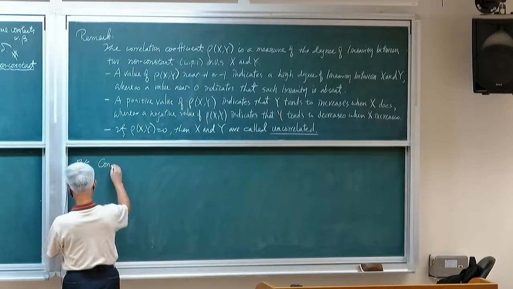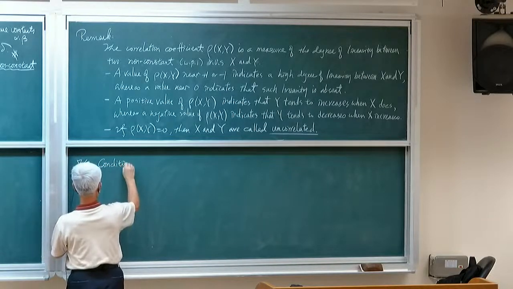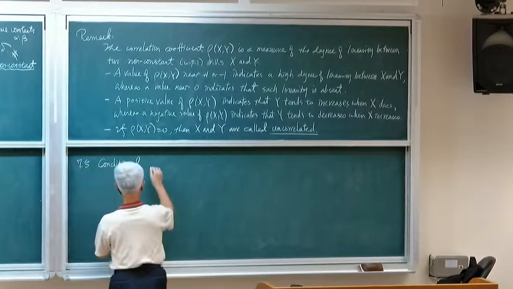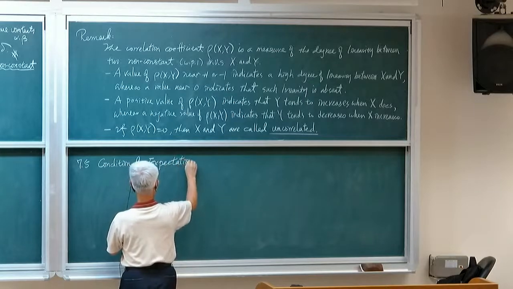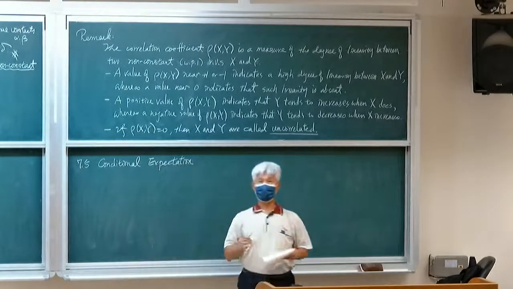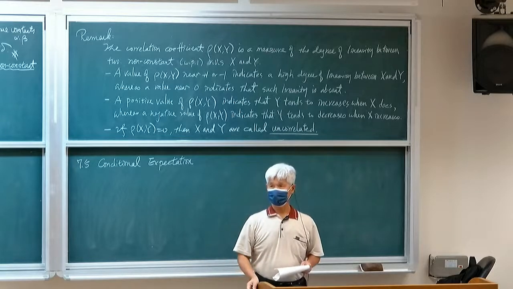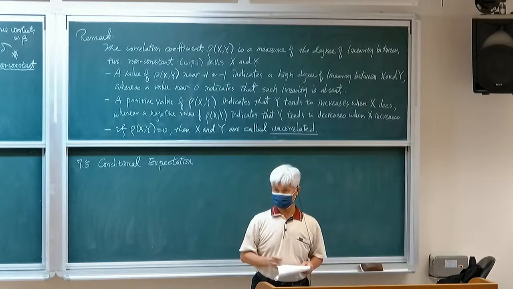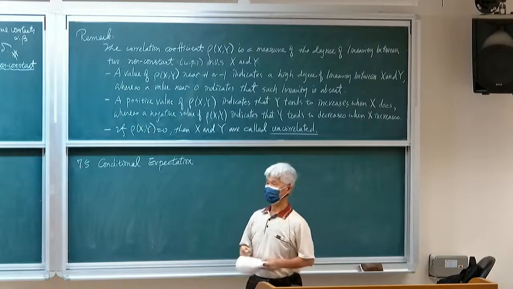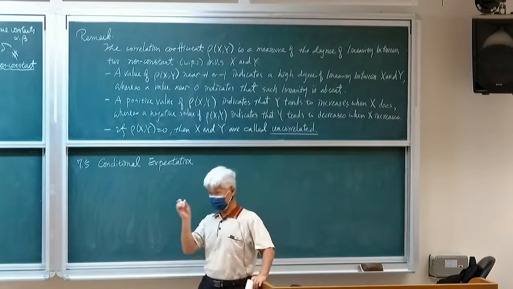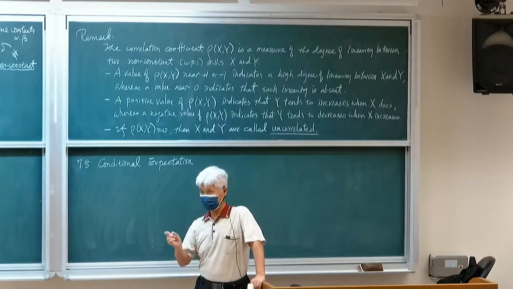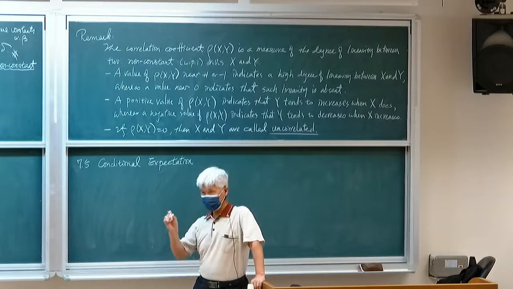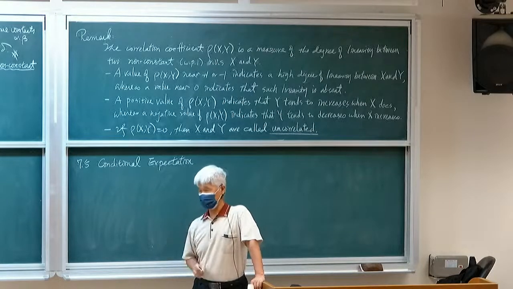Right, so we will move to the next topic of this chapter, conditional expectation. All right, we discussed conditional probability in chapter 6, right? So we defined the concept of conditional probability of an event given that a random variable is equal to a certain value.